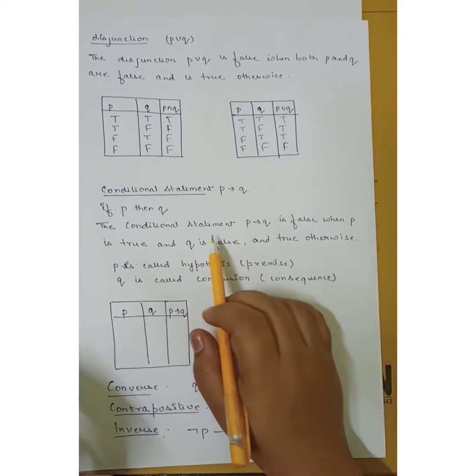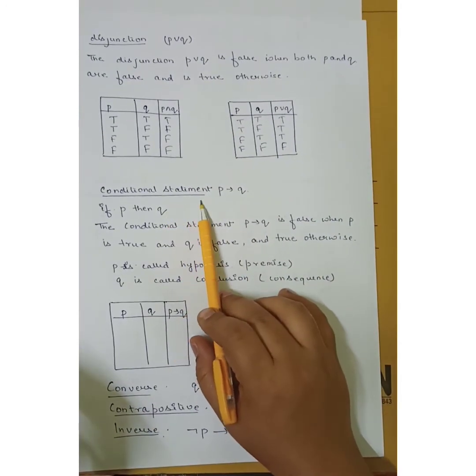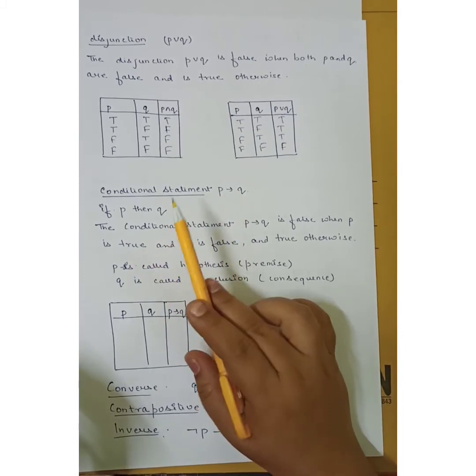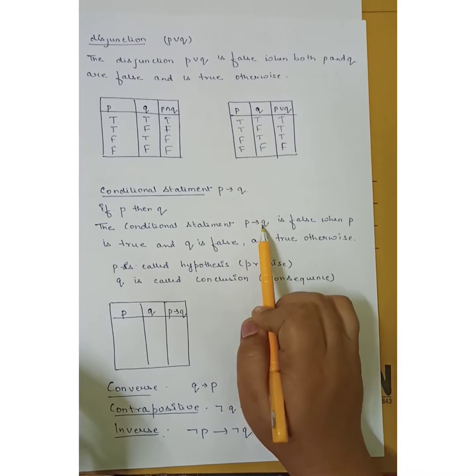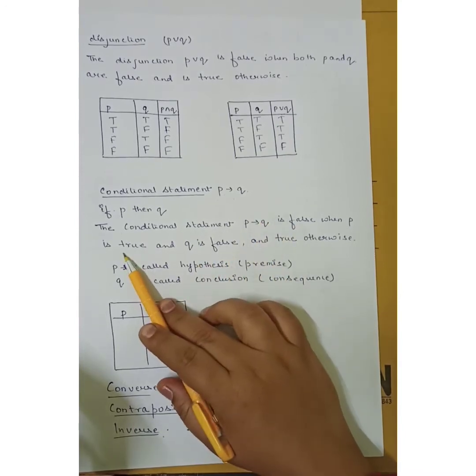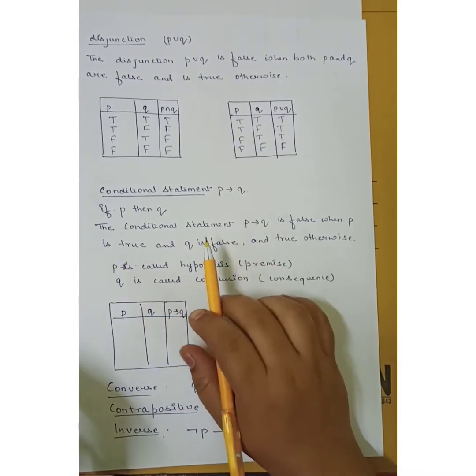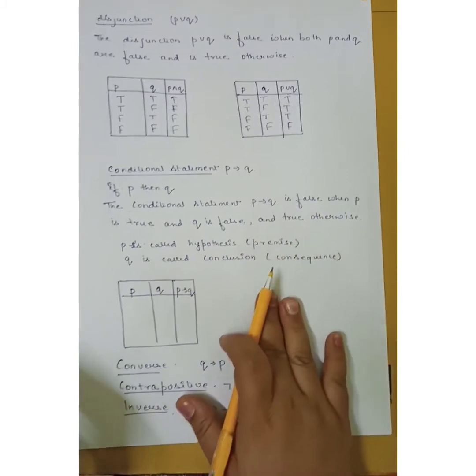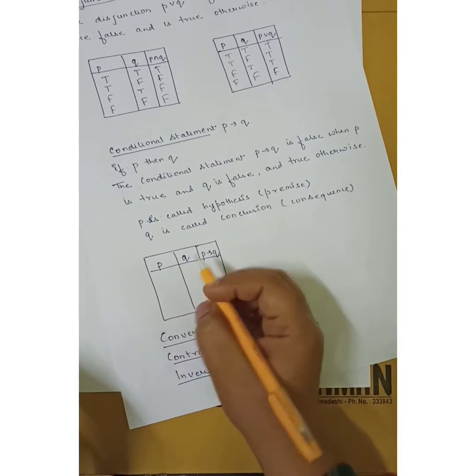The next operator which we have is the conditional statement, that is P implies Q: if P, then Q. The conditional statement P implies Q is false when P is true and Q is false. It's only false in that condition, and otherwise it is true. So we can have the table for that.